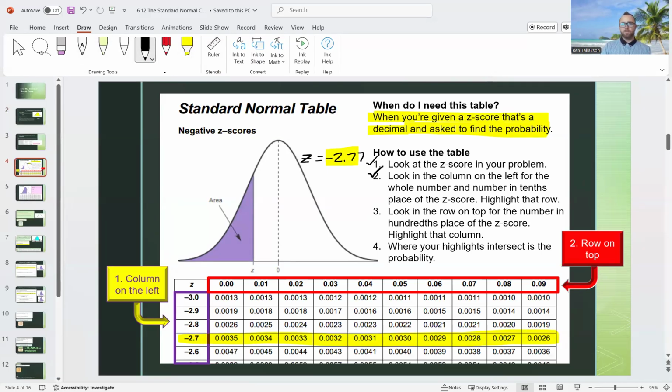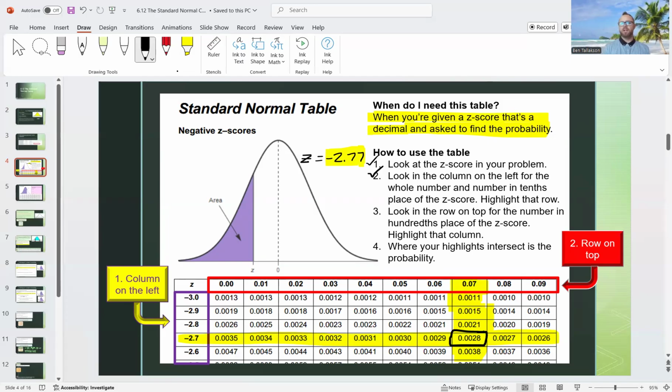Step two is done. Step three, look in the row on top, so circled in red, for the number in the hundredths place of the z-score. So here we see 7 in the hundredths place. So we're going to look across until we find 7 in the hundredths place. There it is. And highlight that column. And where they overlap or intersect is the probability. So a z-score of -2.77 has a probability of 0.0028.